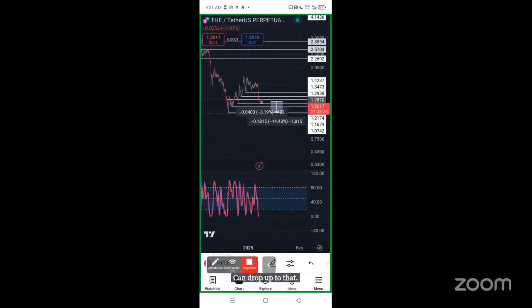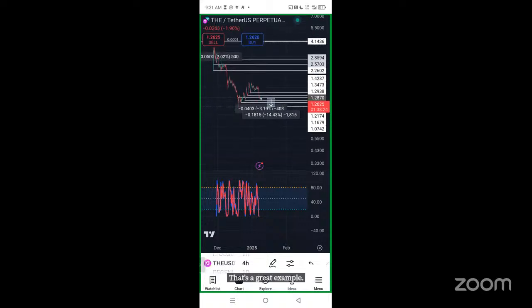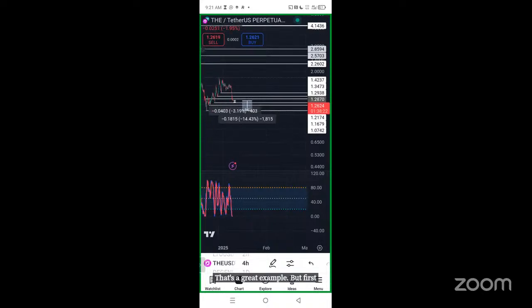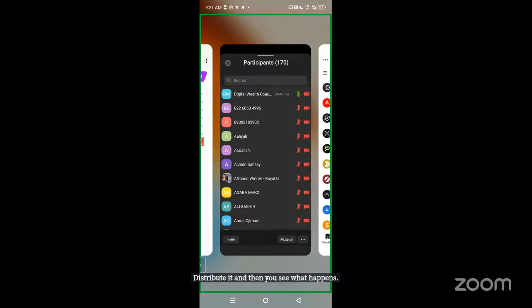But in the look of things, it's not good. It's going there. But first open up to that, distribute it, and then you see what happens.